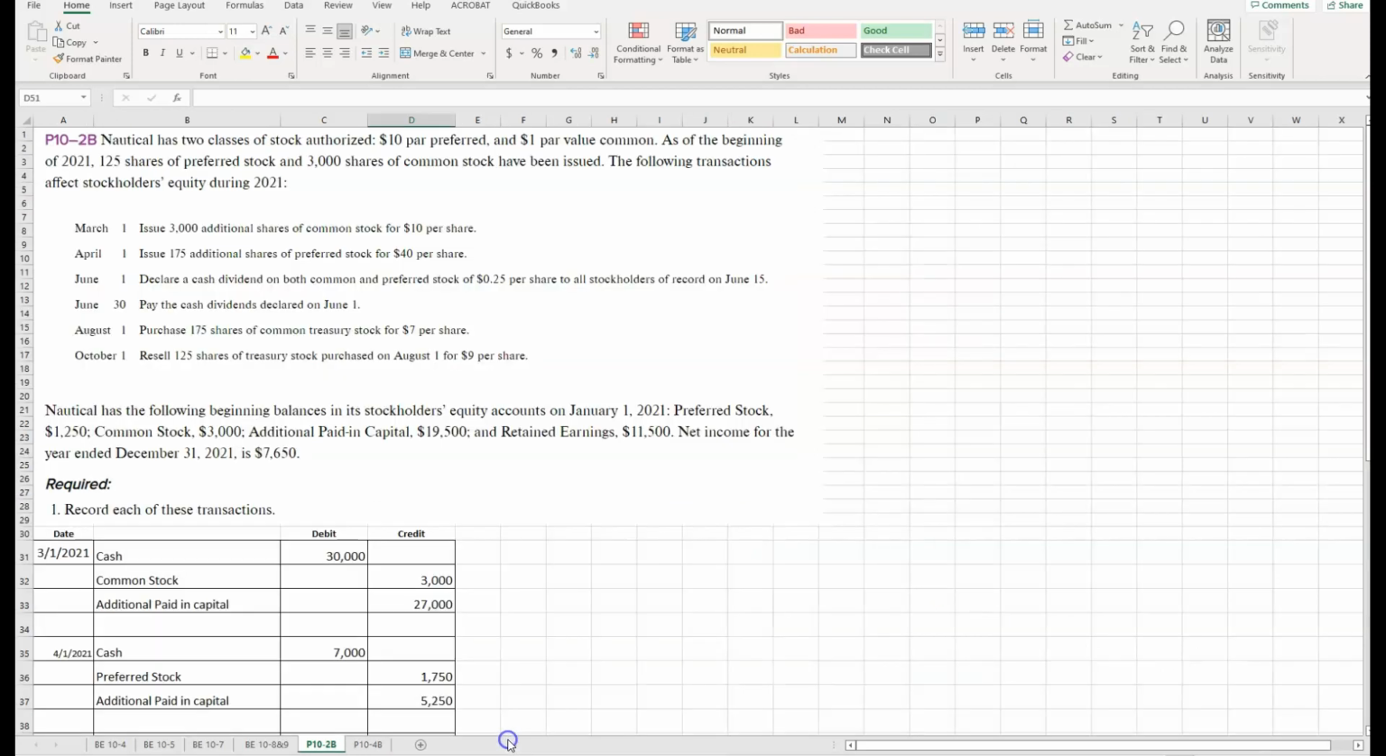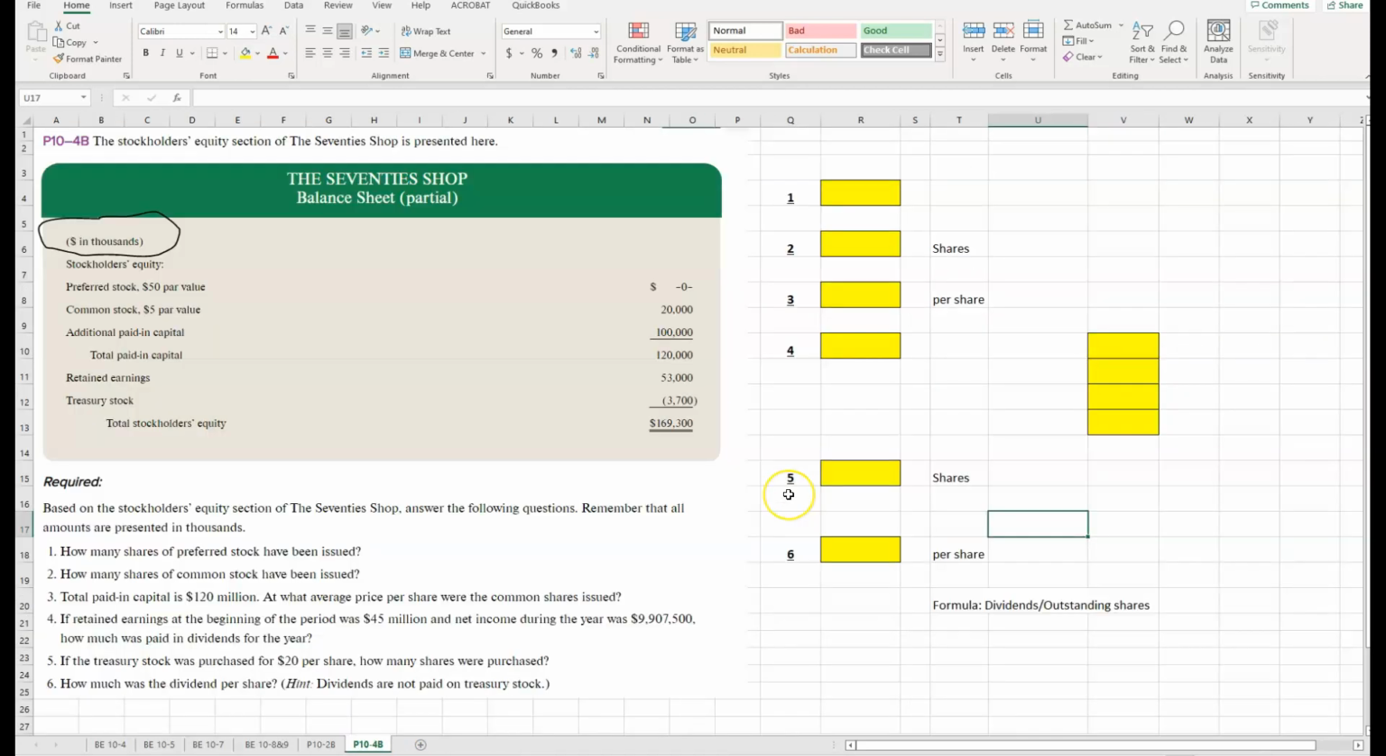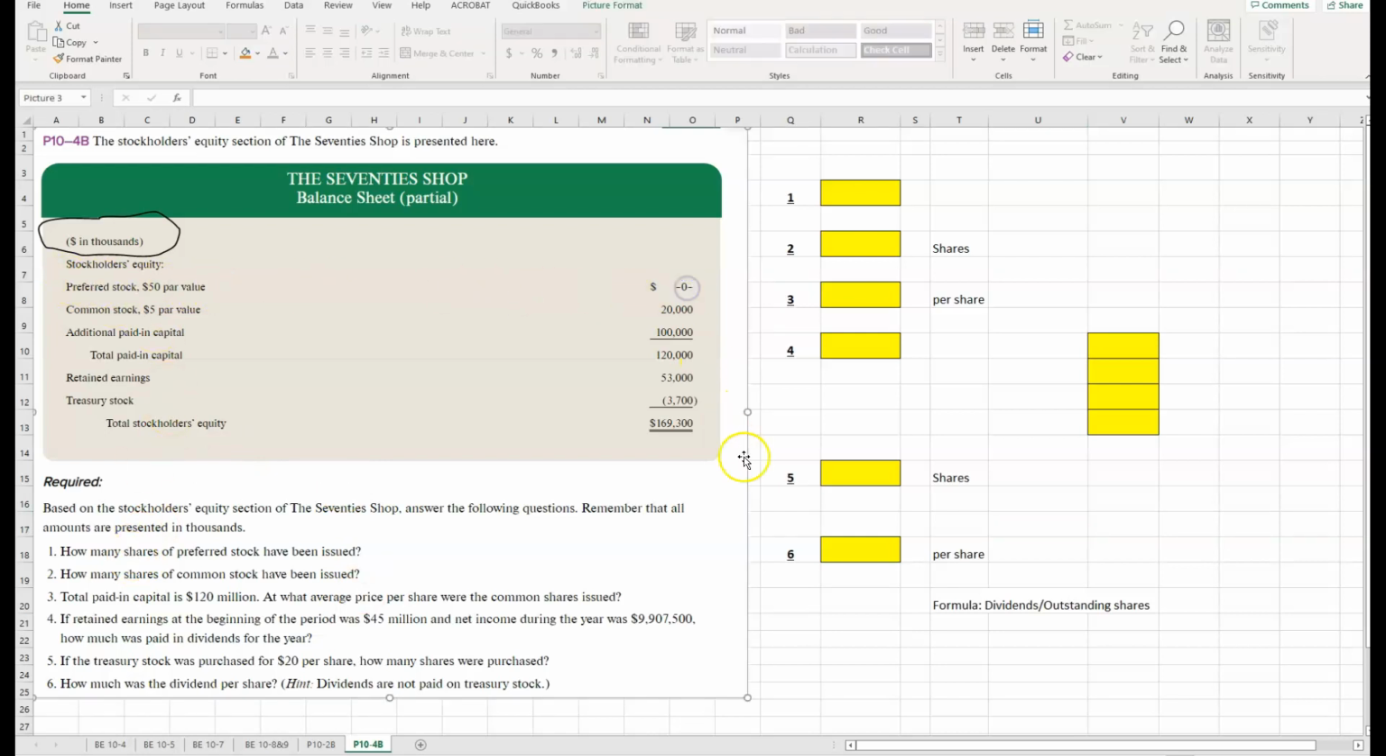Oops, I think I have the wrong one open. Let's open the one without the solutions so we can work through it. And we have to answer questions based on what we see here. How many shares of preferred stock have been issued? If we look at the preferred stock, it has 0 on it. So 0 shares have been issued.